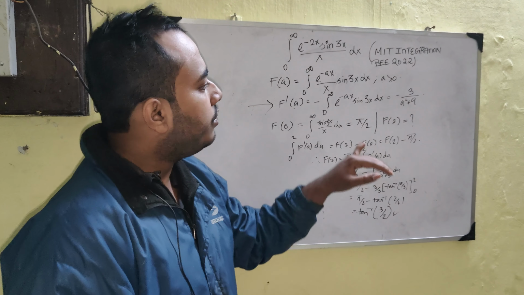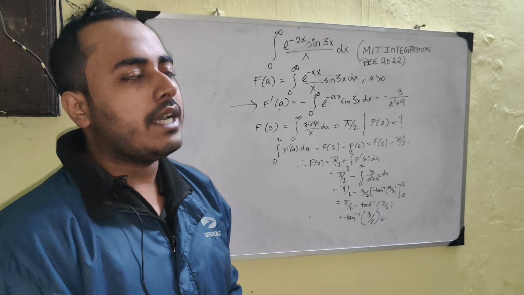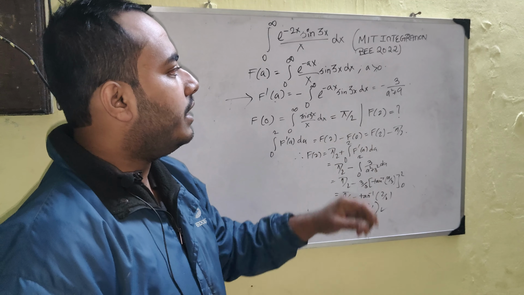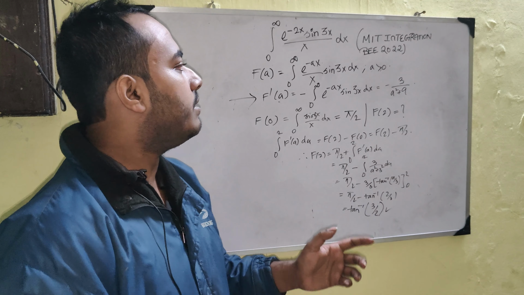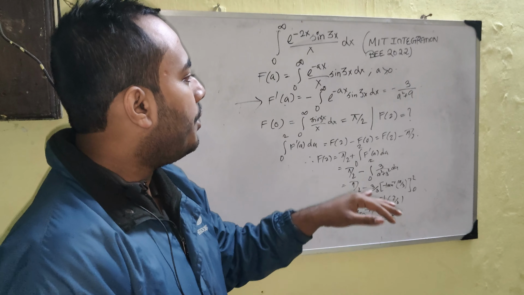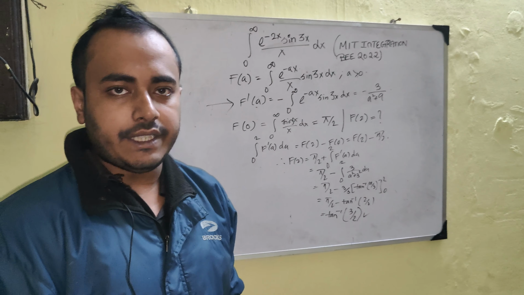Now, just a note, to evaluate this integral, you can simply write sine 3x using e to the power i3x and then compute this integral thinking of i as a constant, and then simply equate the real and imaginary parts and find out the imaginary part. Or you can simply do integration by parts twice.